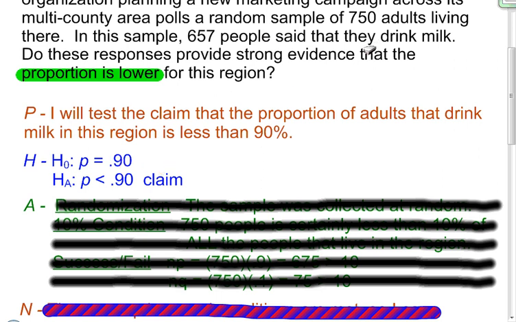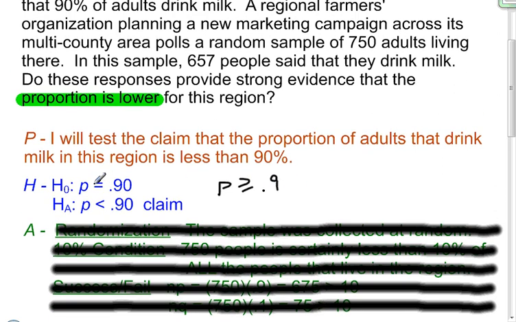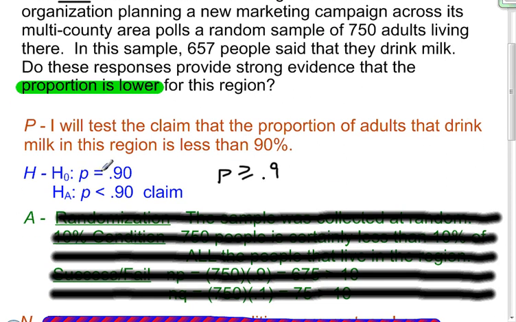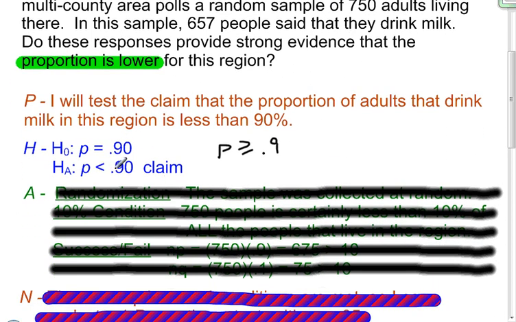Now, some textbooks and some teachers will allow you to write, instead of just equal to in your null hypothesis, the proportion is greater than or equal to 0.9. Because your alternative hypothesis says the proportion is less than, it would be acceptable to say that in your null, the proportion is greater than or equal to 0.9. So in this case, I went ahead and used just equal to because the original problem says that this newsletter reported that 90%. It didn't say more than 90%, so I went with that. And we're testing to see if it's less than.